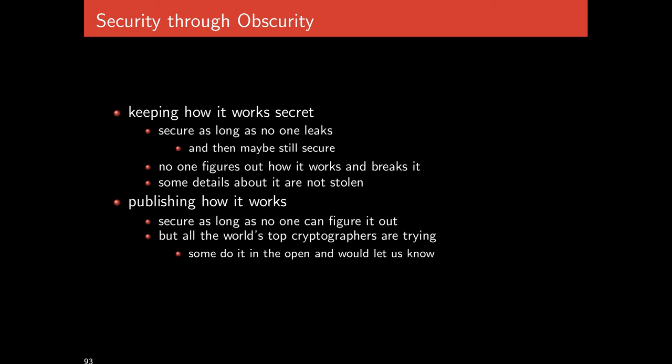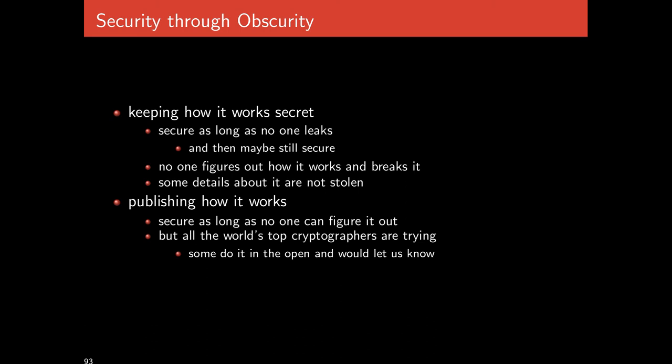We achieve security for things like AES and DES. These algorithms are secure precisely because they're all public. Every detail about how they work is known, so that the world's top cryptographers can actually try to break them. And the security of AES is based on the assumption that, well, if the world's top cryptographers trying to break it can't, then it probably is secure.